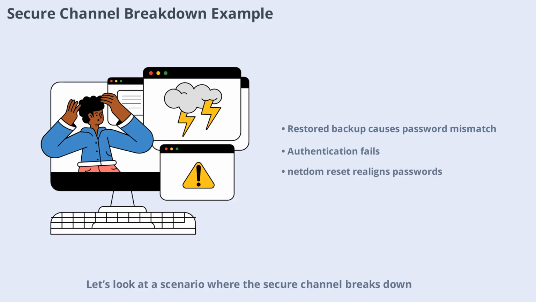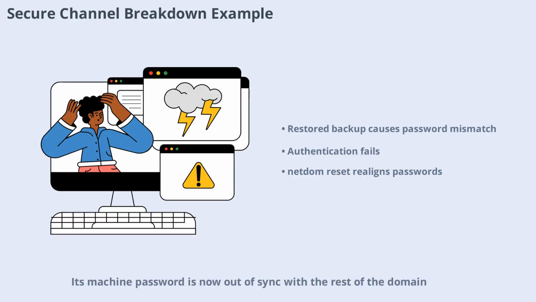Let's look at a scenario where the secure channel breaks down. Suppose a domain controller is restored from an old backup. Its machine password is now out of sync with the rest of the domain. When it tries to authenticate, it fails and replication stops. This is a classic case where netdom reset can resolve the issue by realigning the passwords.